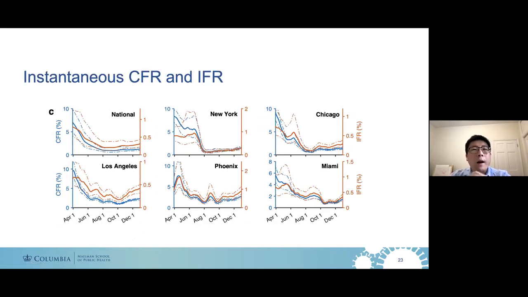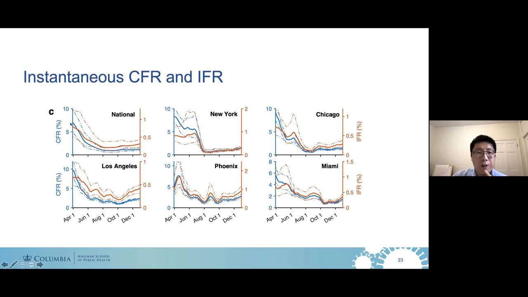We also combine the surveillance data on death and the line list data released by the CDC to compute the case fatality rate and the infection fatality rate. In this analysis, we also consider the time lag between case confirmation and death, informed by the line list data. And here I show the instantaneous CFR and IFR during a certain period of time.